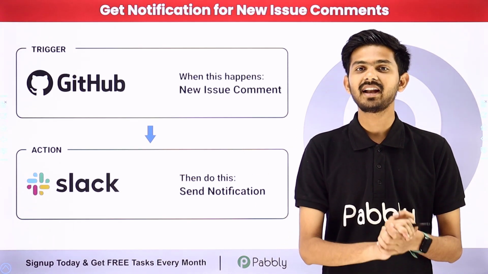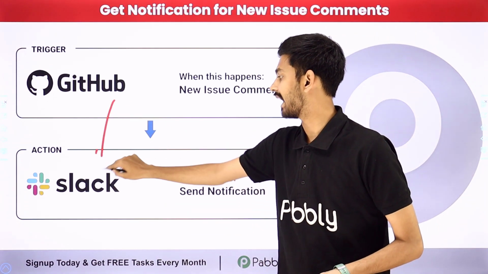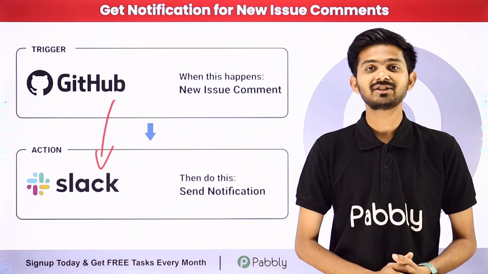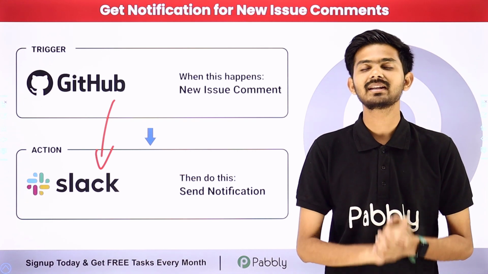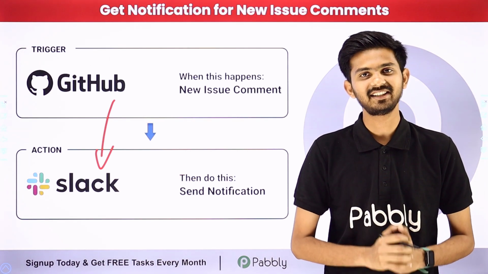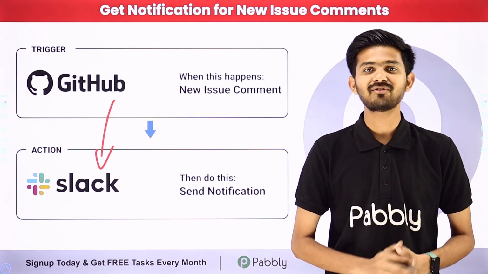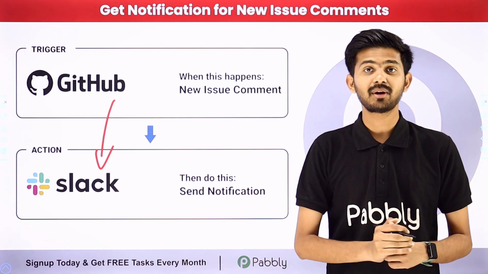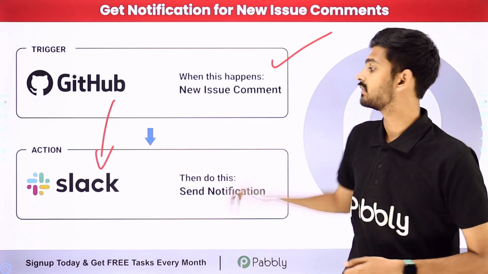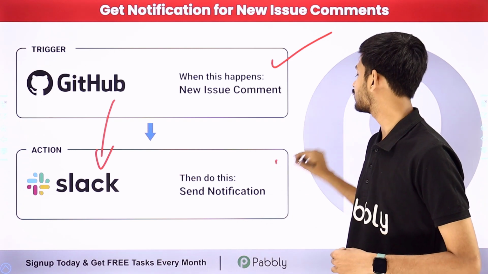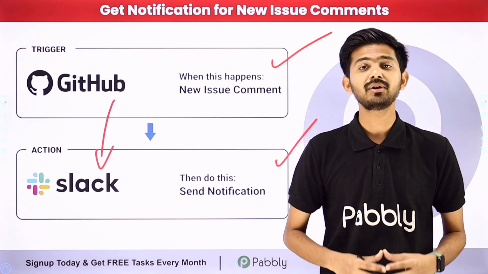So for this I need to build a connection between GitHub and Slack. For building this connection, I'm going to use Pabbly Connect, which is an amazing software of automation and integration. In Pabbly Connect, I have to use trigger and action. In the trigger application, I'm going to use GitHub. In the action application, I'm going to use Slack.